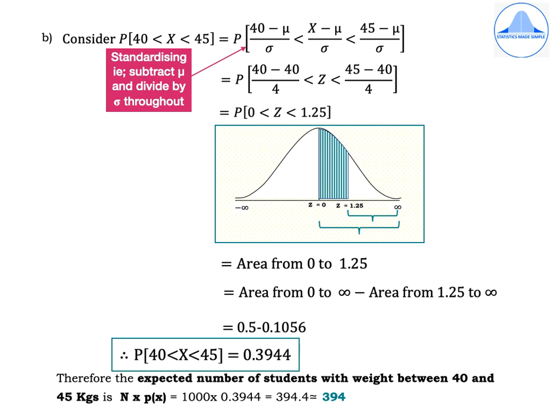0.3944. Therefore, the expected number of students with weight between 40 and 45 kgs is capital N into P of x, which is 1000 into 0.3944, which is 394.4, which is approximately 394.